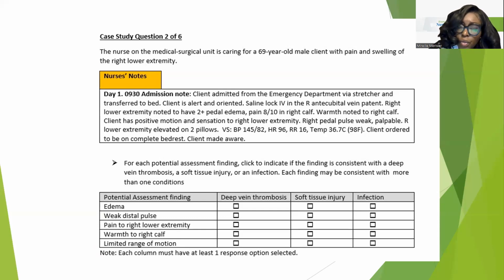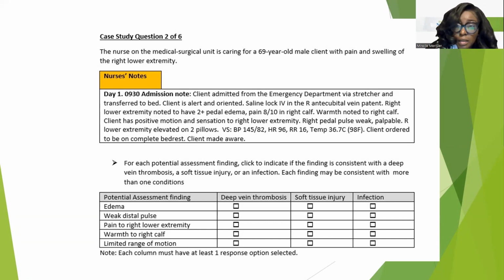So go through based on your knowledge and see, and then you would click the ones that you think are signs and symptoms, yes. These are signs and symptoms of this, yes. These are signs and symptoms of this, yes. It tells you each column must have at least one response option selected. Everybody getting a firmer understanding of what to expect? Yes. Okay, yeah. So you go through, and that's what they want for you to see.